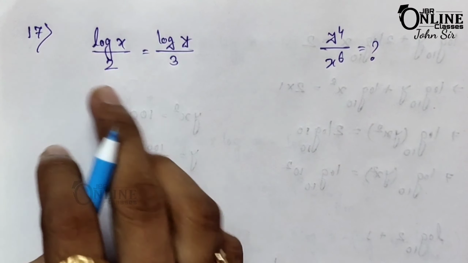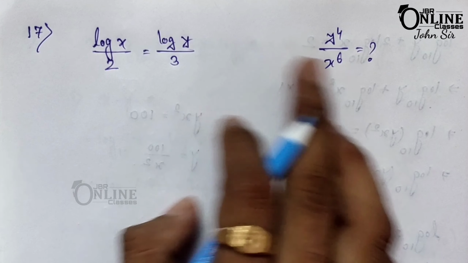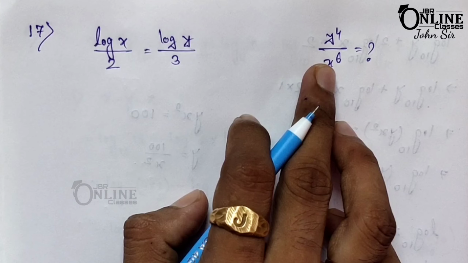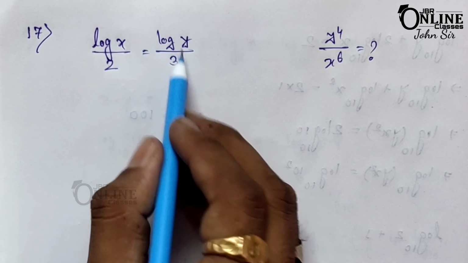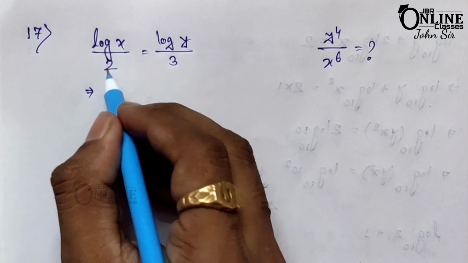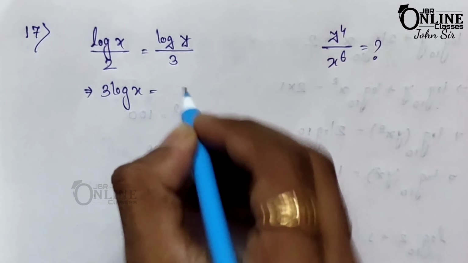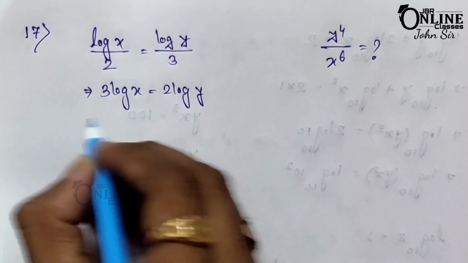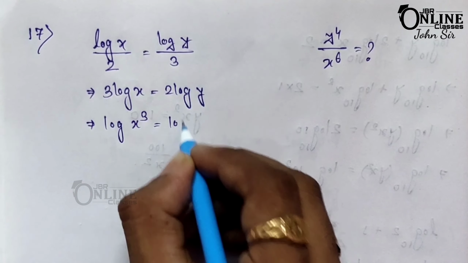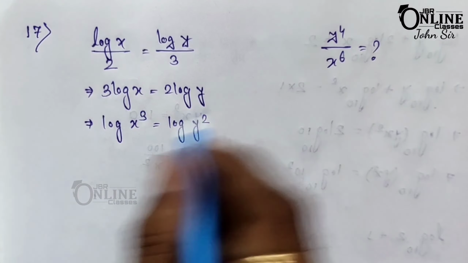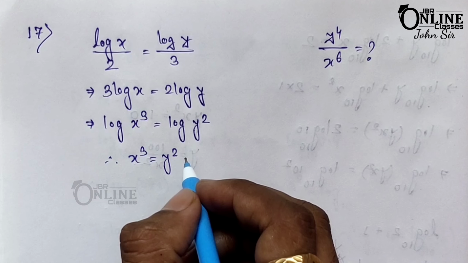Sum number 17. Log x by 2 that equal to log y by 3. Then find the value of y to the power 4 by x to the power 6. So here first log x by 2 equal to log y by 3 by cross multiply. By cross multiply you will get 3 log x, and that equal to 2 log y. Now 3 log x means log x cube, and 2 log y means log y square. So that means by comparing both sides, x cube equal to y square.